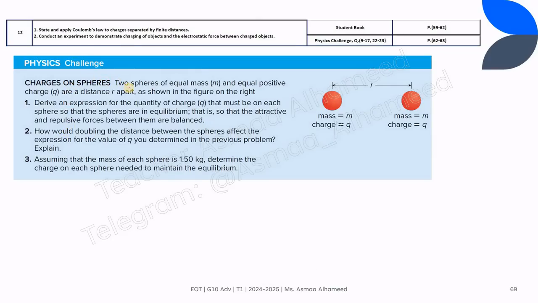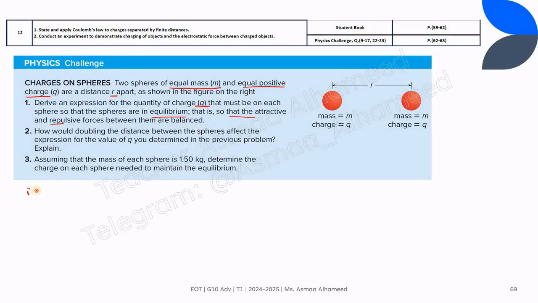Let's go to the next question. Here you have charges on spheres. Two spheres of equal masses m and equal positive charge q are a distance r apart, as shown in the figure. Derive an expression for the quantity of charge q that must be on each sphere so that the spheres are in equilibrium. That is, so that the attractive and repulsive forces between them are balanced.